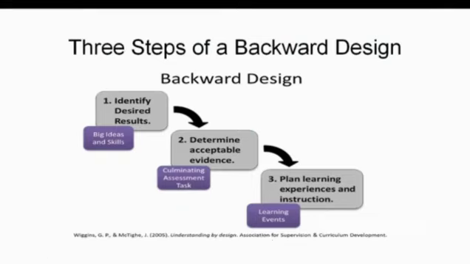Grant Wiggins and Jay McTighe are experts who have promoted the backward design model for the past decade as part of their UbD, or Understanding by Design, framework for lesson planning. The model has 3 basic components. The first step is to identify desired results, which are the big ideas or skills we want students to know or be able to do at the end of the lesson.